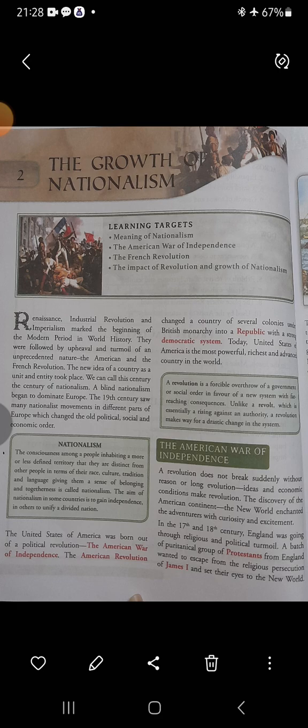In the 17th and 18th century, England was going through religious and political turmoil. That means all the Reformation and all were going on. So there was massive chaos and confusion regarding that, and there was the demarcation of the Protestants and the Catholics, which we have studied in our previous chapter. Now, the Protestants wanted to escape from the religious persecution of James I and set their eyes on the New World. So the Protestants wanted to flee Europe, especially England, and they wanted to settle down in this new world of America.